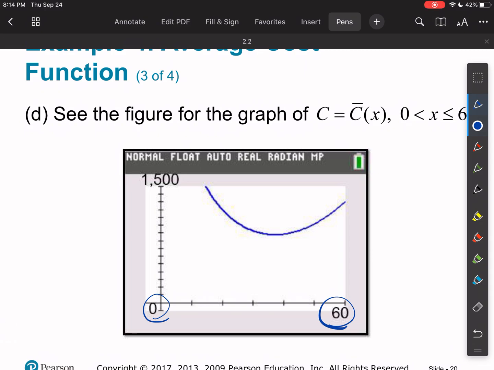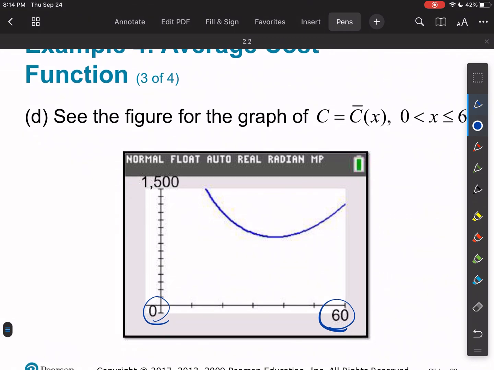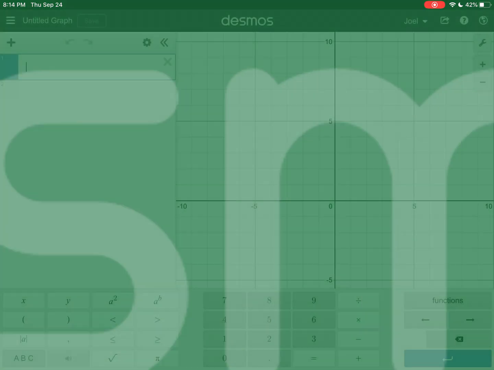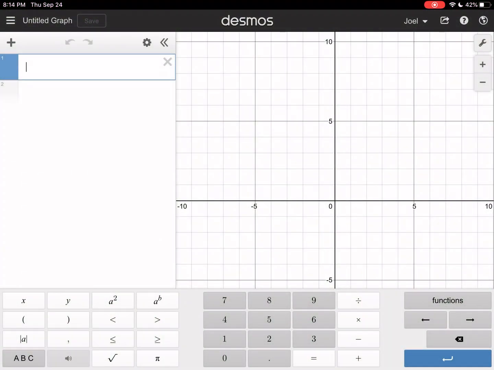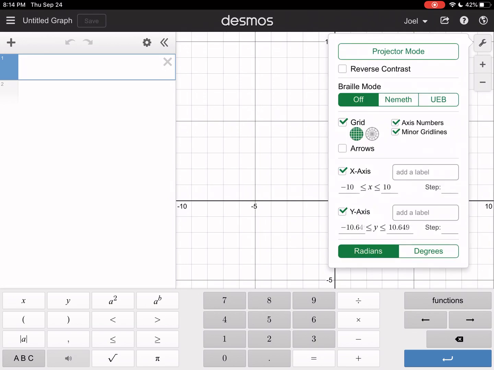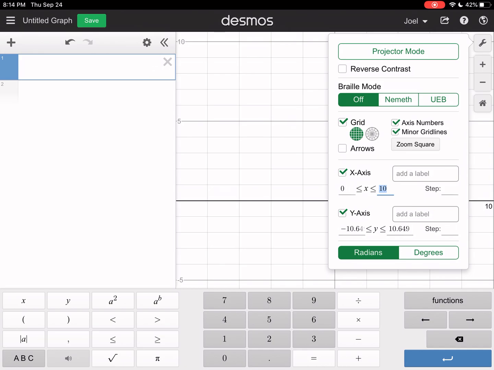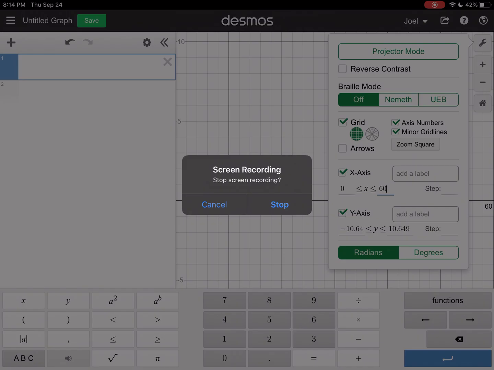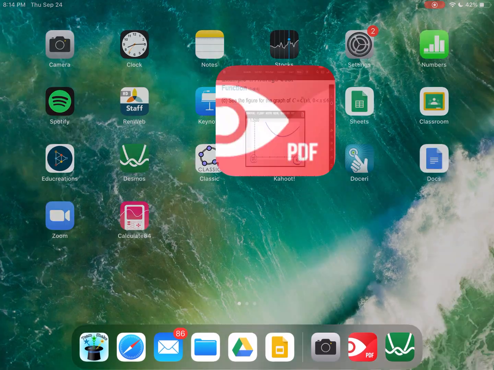If you're on Desmos, you could set it as well on Desmos. I don't know if you guys know how to do that, but on Desmos you can. I guess I can show you really quick if you're graphing this. Let's see if this thing will load. You can hit this little toolbar in the upper right, and you can set your x-axis and your y-axis to whatever you want. All right, so if you wanted to look at 0 to 60, then you could set your x-axis to be between 0 and 60, and it'll adjust your graph that way. All right, so let me go back here.